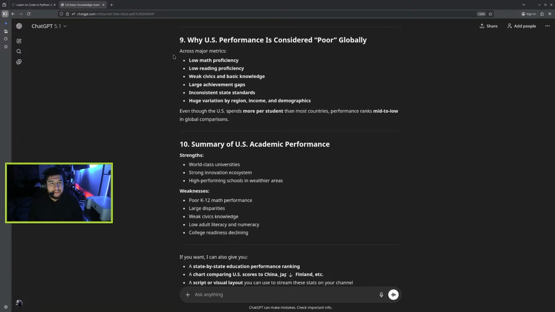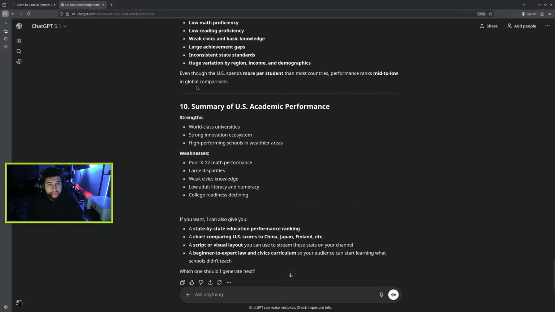Why U.S. performance is considered poor globally across major metrics: low math proficiency, low reading proficiency, weak civics and basic knowledge, large achievement gaps, inconsistent state standards, huge variation by region, income, and demographics. Even though the U.S. spends more per student than most countries, performance ranks mid to low in global comparisons.